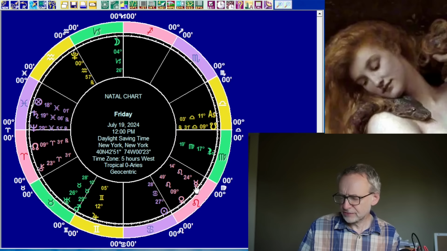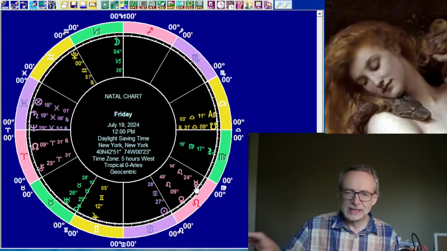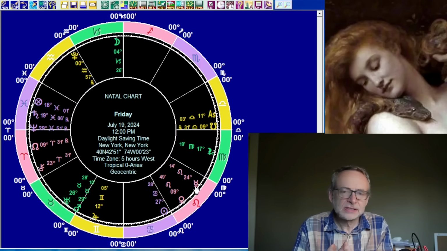So Mercury moves into Virgo in about a week's time, and Mercury will stay in Virgo until the 15th of August. Then it actually goes retrograde back into Leo.